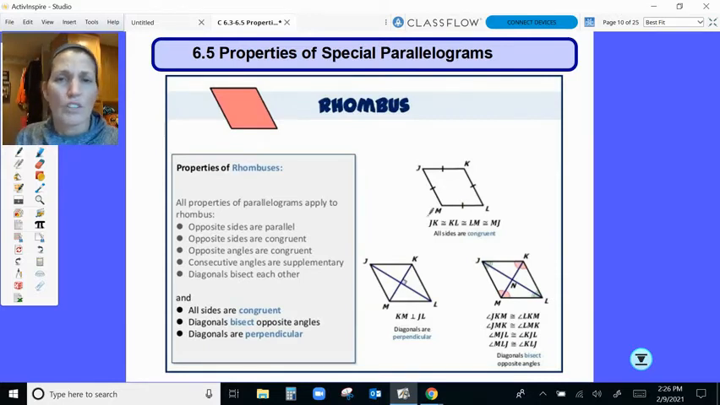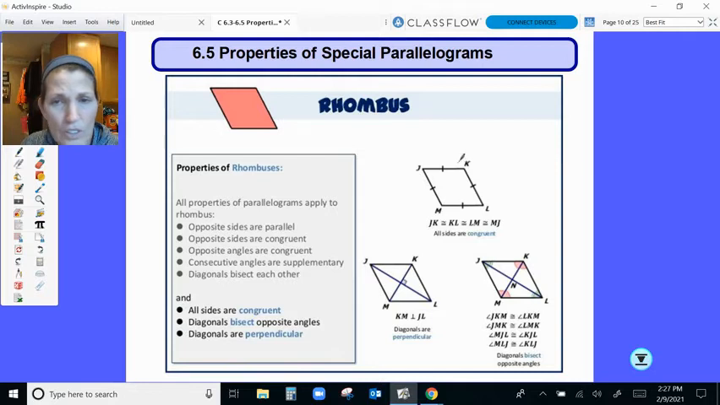All right? So looking at a rhombus, it has everything the parallelograms have, right? The diagonals bisect each other. They have parallel opposite sides. They have consecutive angles that are supplementary, opposite angles that are congruent, and so forth and so on. But then they have these additional properties, okay?